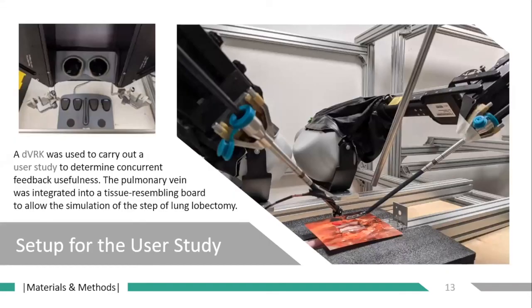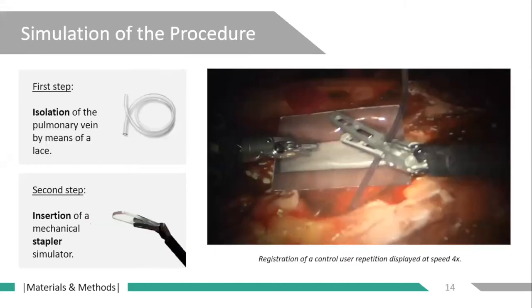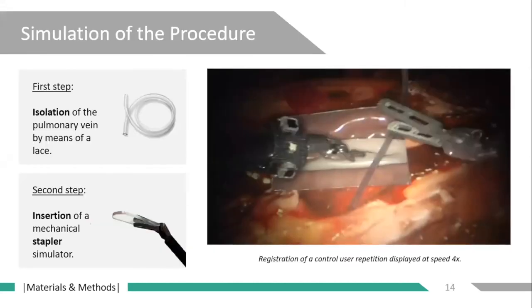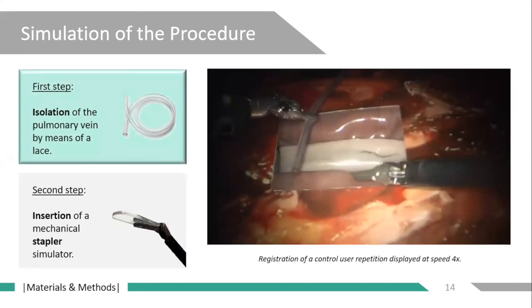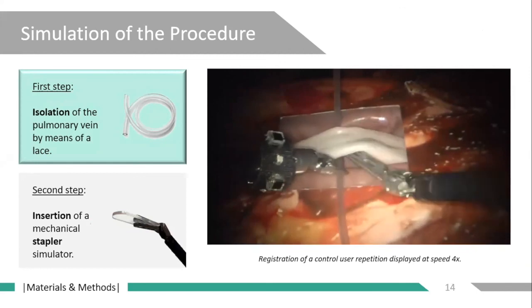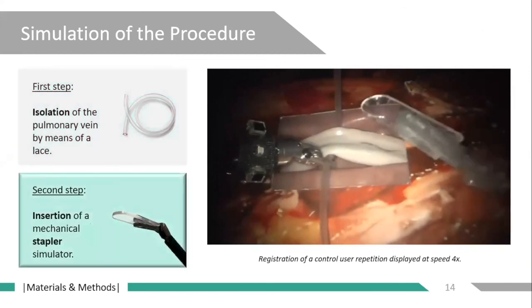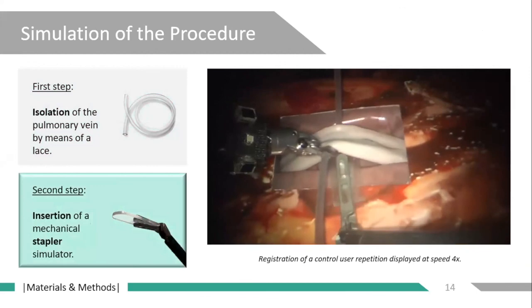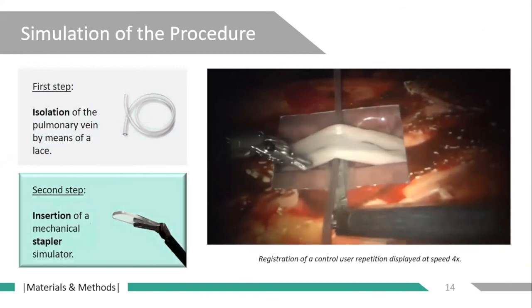And finally, for the user study, we used the dVRK that we have at Sant'Anna. So we asked the user to perform a simulation of lung lobectomy that you can see on the right, which is mainly composed of these two steps. So the isolation of the blood vessel, and the second, the insertion of this stapler simulator, because unfortunately we didn't have a proper stapler, but this served as, let's say, a simulator.